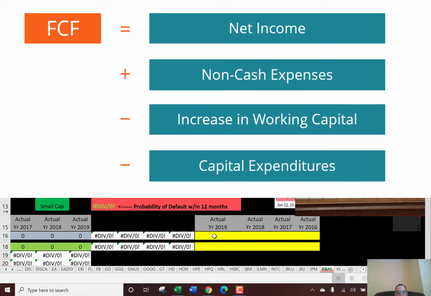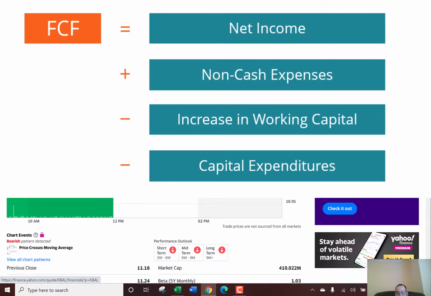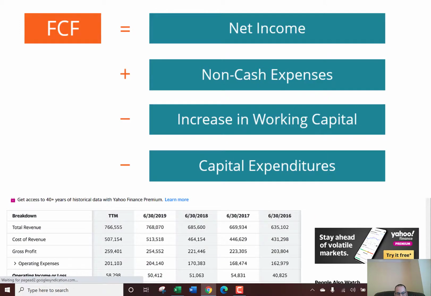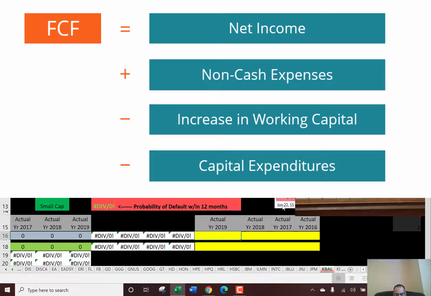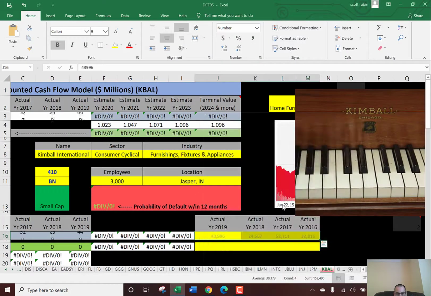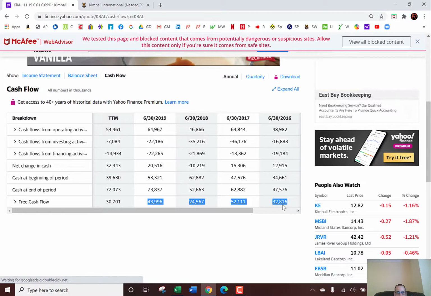And next we're going to get the free cash flow. Free cash flow is a really important number. That's cash flow from operations minus capital expenditures. And this is the money that's left over after running a business. So if you don't have any cash left over, you really don't have a business.